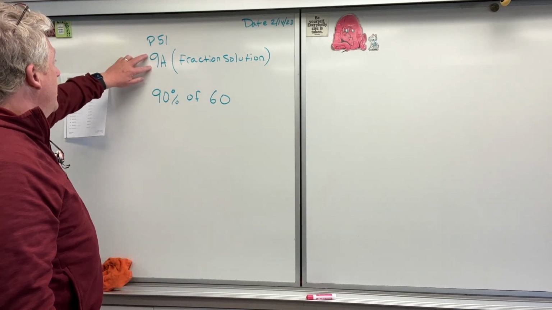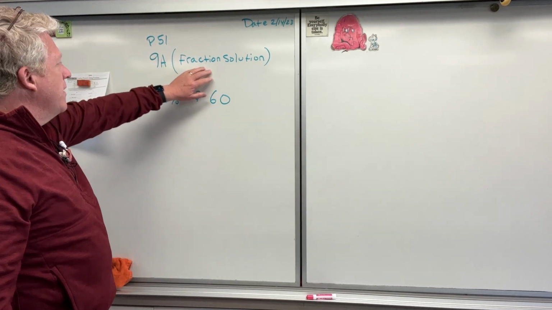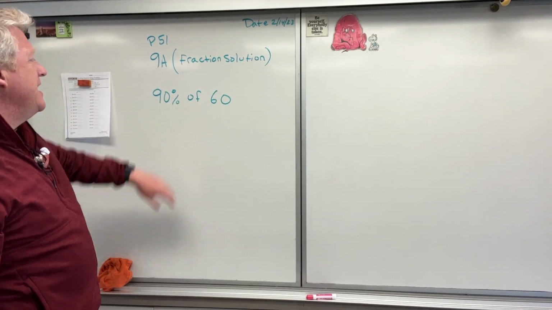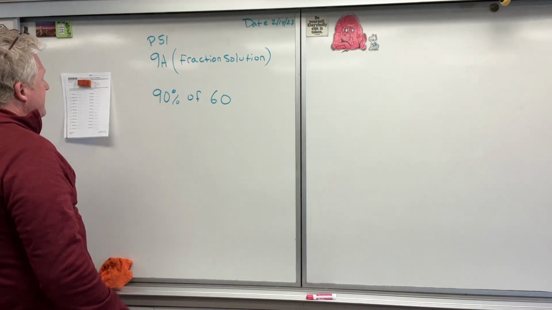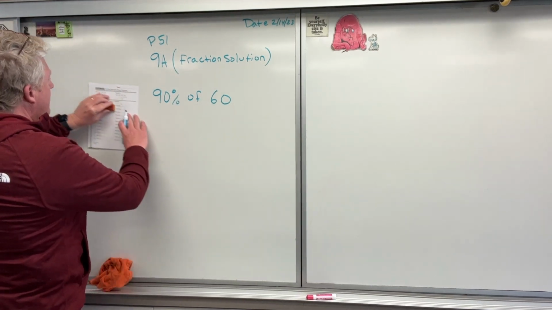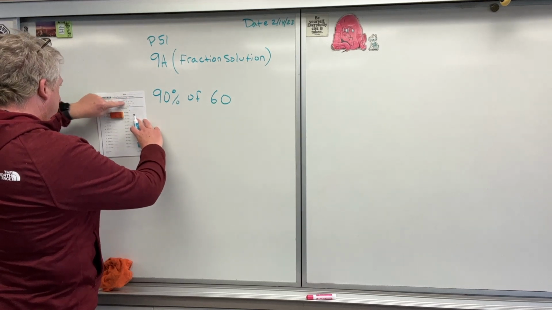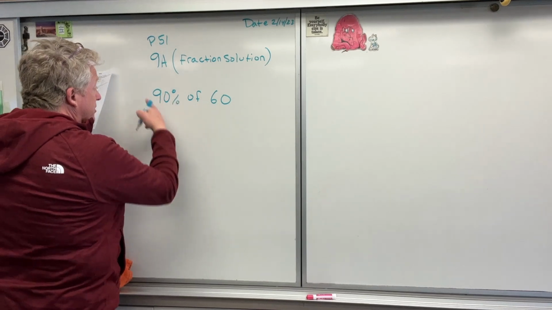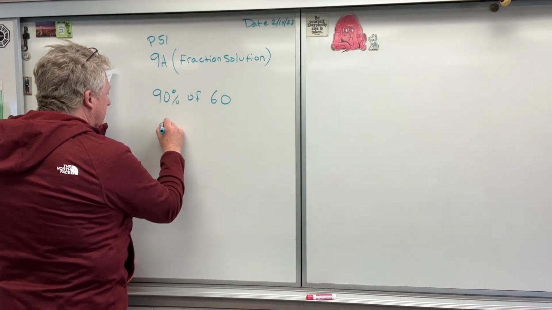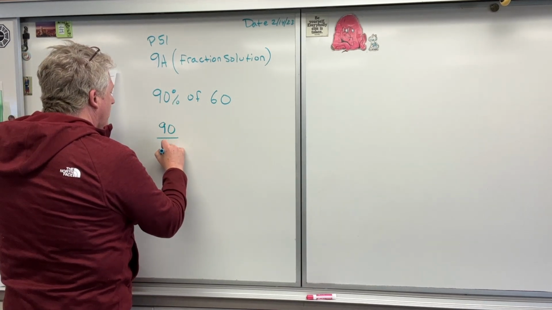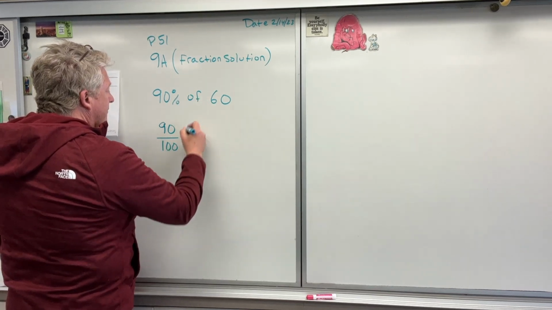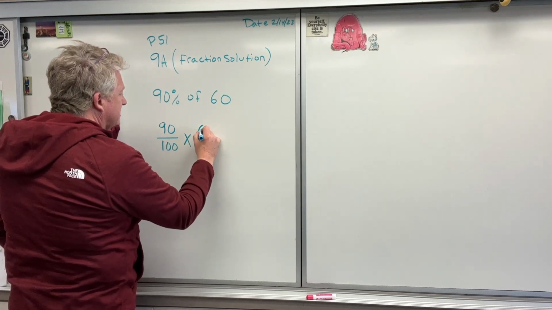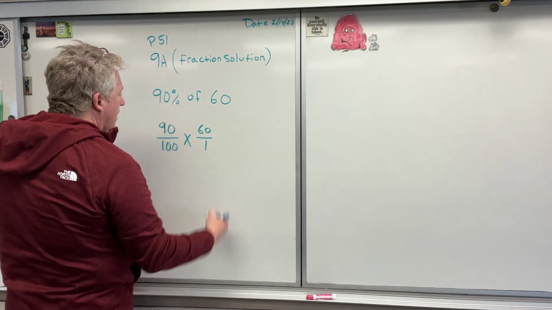This is page 51, problem 9a. This is one that requires a fraction for its solution. And the problem that we're looking at is 90% of 60. So if you remember from the directions that are right here at the top of page 51, the way that they show you to do that is to start by turning 90% into a fraction. That's going to be 90 over 100. Of meaning multiply. Turning 60 into a fraction, that is 60 over 1.